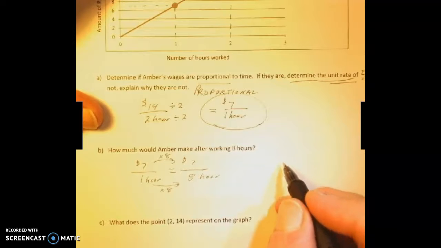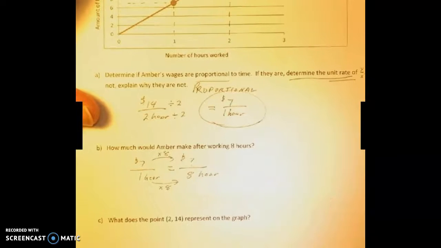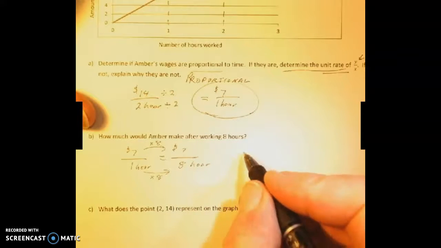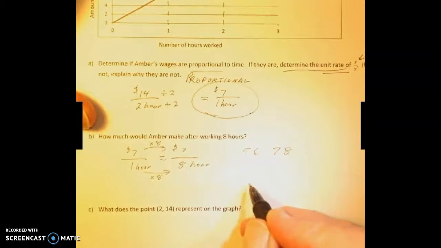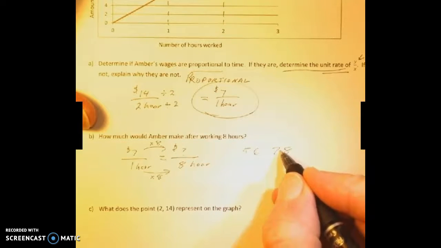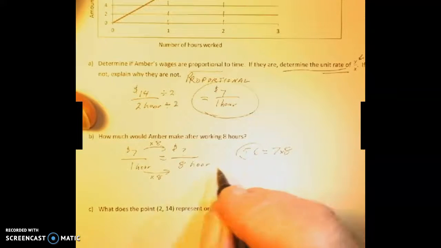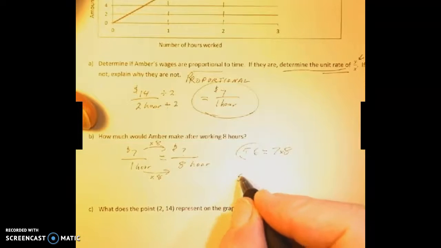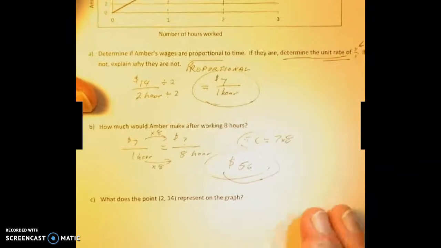Remember your easy way to remember that. When I was young, I always had trouble remembering that. A few years ago, students told me, Mr. K, it's easy. It is just 5, 6, 7, 8. What they were trying to point out to me is that 7 times 8 gives you 56. So that is it. When she works 8 hours, she would get paid $56. Okay?